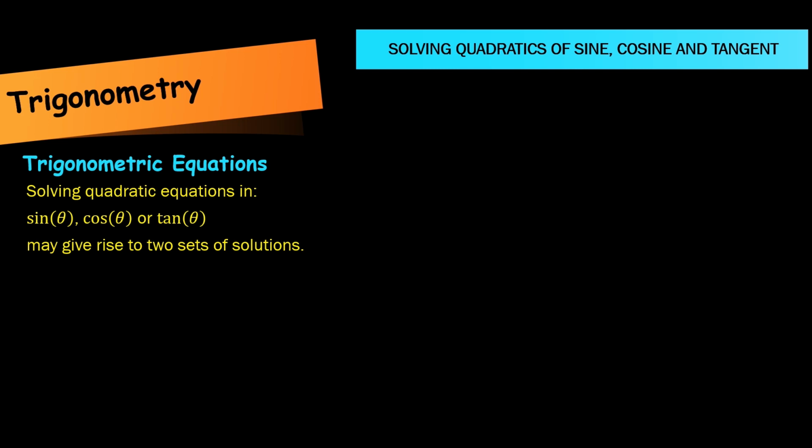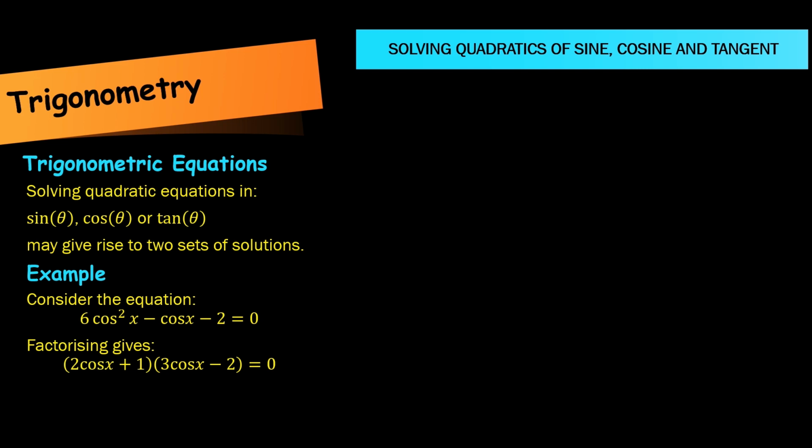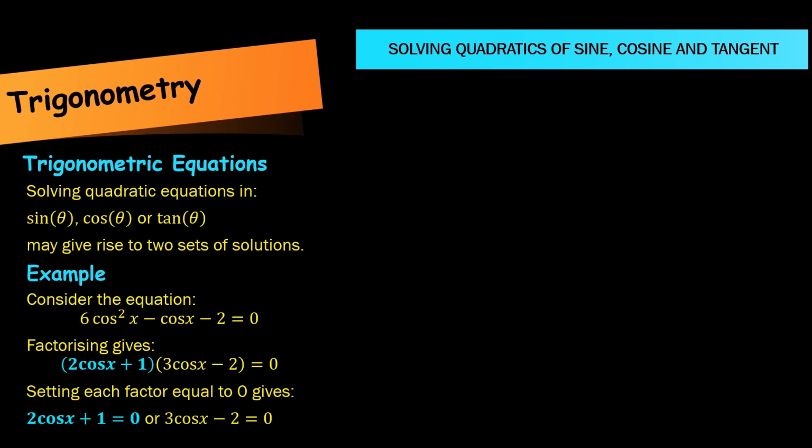Solving quadratic equations in sine theta, cos theta or tan theta may give rise to two sets of solutions. So for example, consider the equation 6 cos squared x minus cos x minus 2 equals 0. Factorizing gives us 2 cos x plus 1 times 3 cos x minus 2 equals 0. Then setting each factor equal to 0 gives either 2 cos x plus 1 equals 0 or 3 cos x minus 2 equals 0.